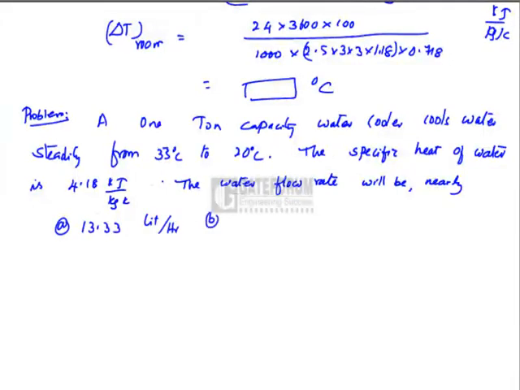The water flow rate is: A, 13.33 liters per hour; B, 3.33 liters per hour; C, 200 liters per hour; D, 250 liters per hour.